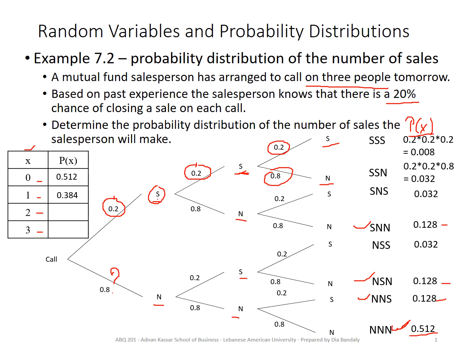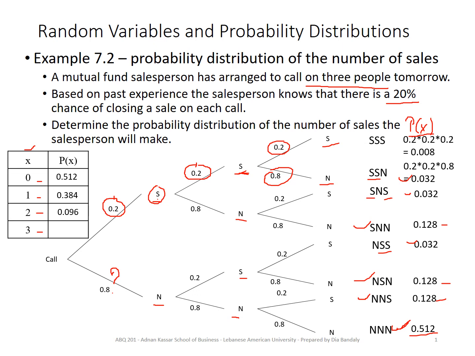Now the probability that we have 2 sales. So I have this situation, I have 2 sales, and here I have 2 sales, and here I have 2 sales. So what I do, I also sum up the probabilities of these events. 0.032 plus 0.032 plus 0.032, and we get 0.096. And finally, what's the probability that we make 3 sales?